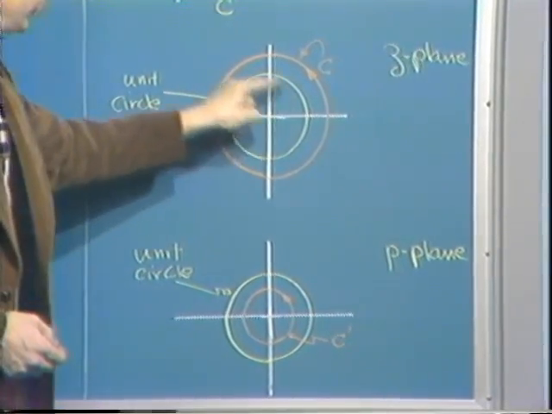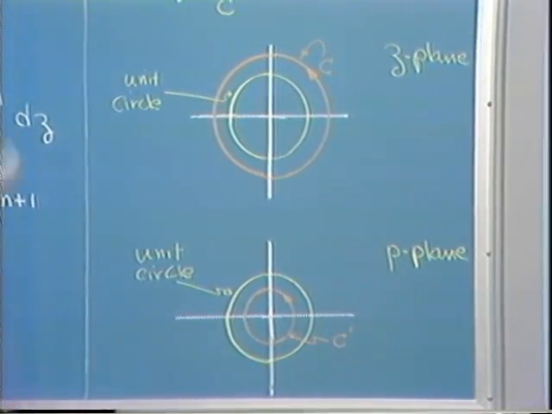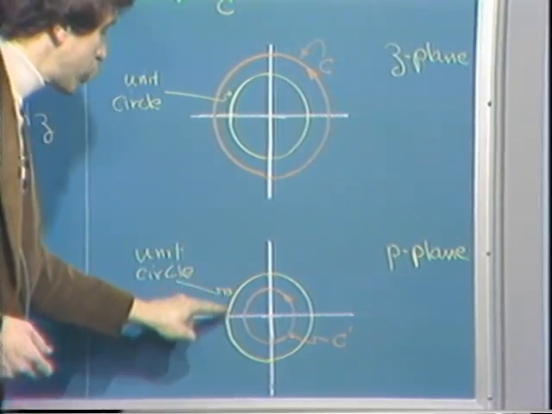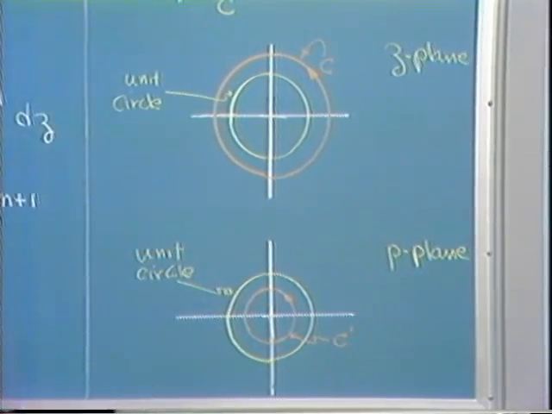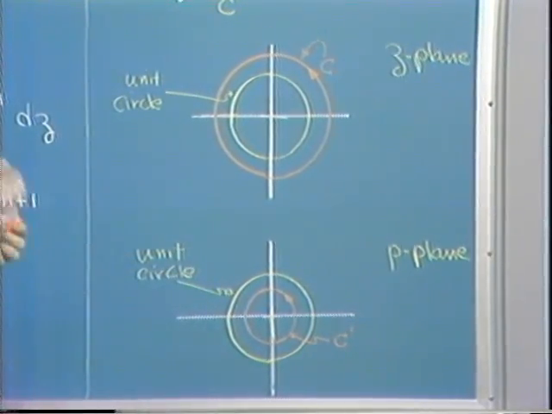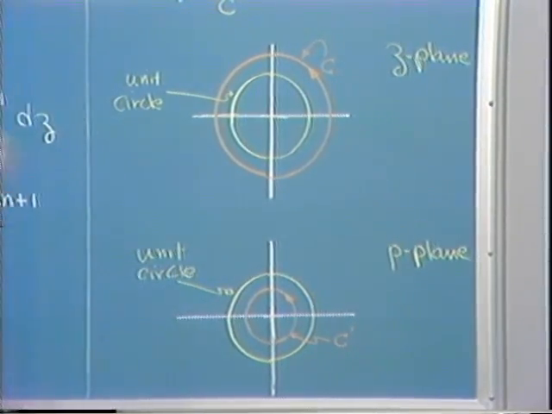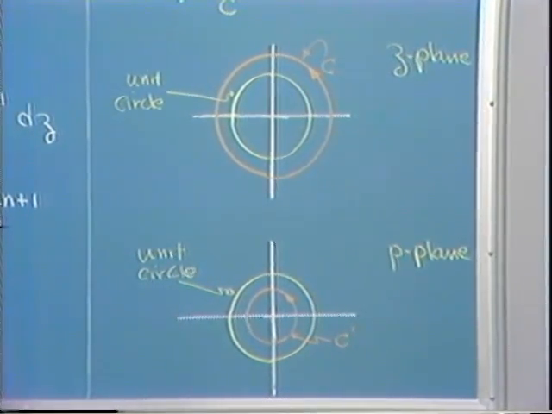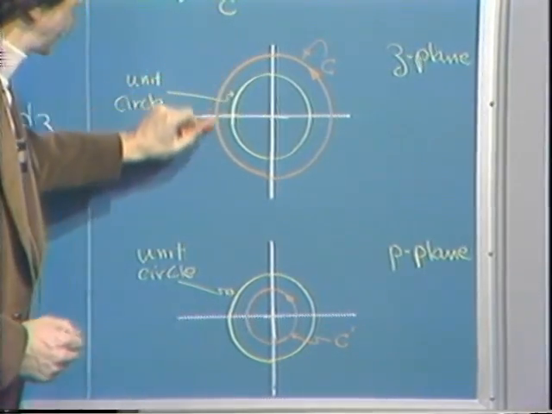The unit circle in the z-plane, when I replace z by 1 over p, turns again into the unit circle in the p-plane, because the unit circle is where the magnitude of z is 1, and if I take the reciprocal of that, the magnitude is still 1. The important thing is what happened to this contour.